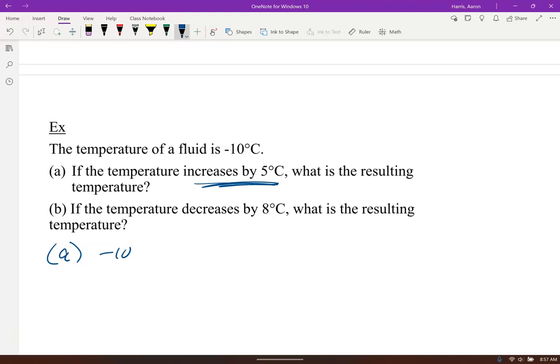If I'm at -10, I increase by 5. Good. Okay, Valerie says plus. Good. Plus how much? Plus 5. So what is the resulting? What does it equal? Then you say -5.